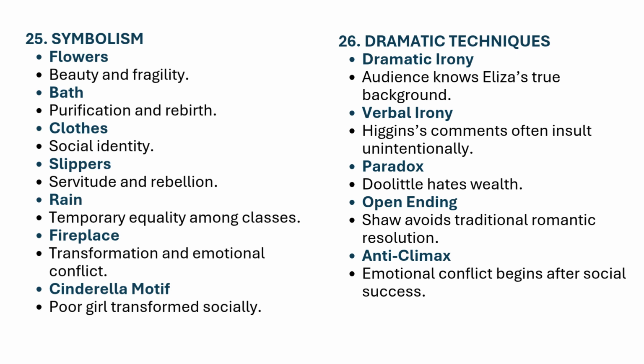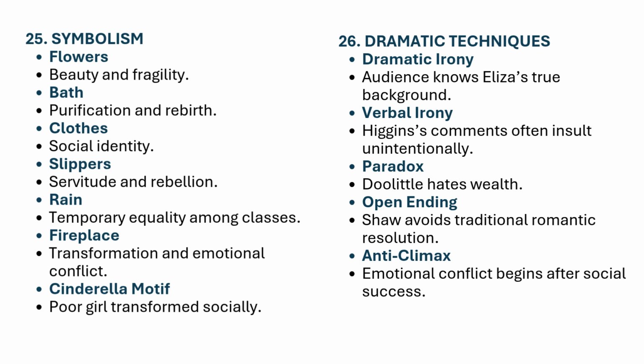Throughout the play, Shaw uses ordinary objects and situations to represent larger ideas. The first symbol is flowers. Flowers are closely associated with Eliza from the beginning of the play. As a flower seller, she depends on flowers for survival. Symbolically, flowers represent both beauty and fragility. Like a flower, Eliza possesses natural beauty and potential, but she is vulnerable to social prejudice and economic hardship. The flower imagery also reminds us that beneath society's labels, Eliza is a valuable human being deserving care and respect.